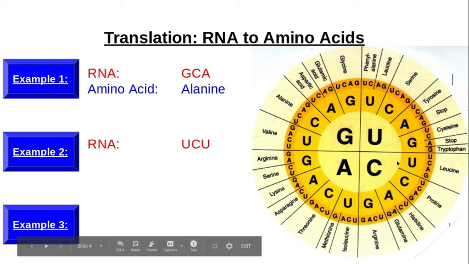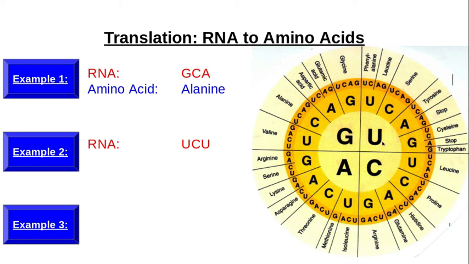For RNA, for example 2, we are given UCU. Again, we are starting in the middle, and then we have to work our way out. So U, the next level is C, the next level is U. So we are at serine.